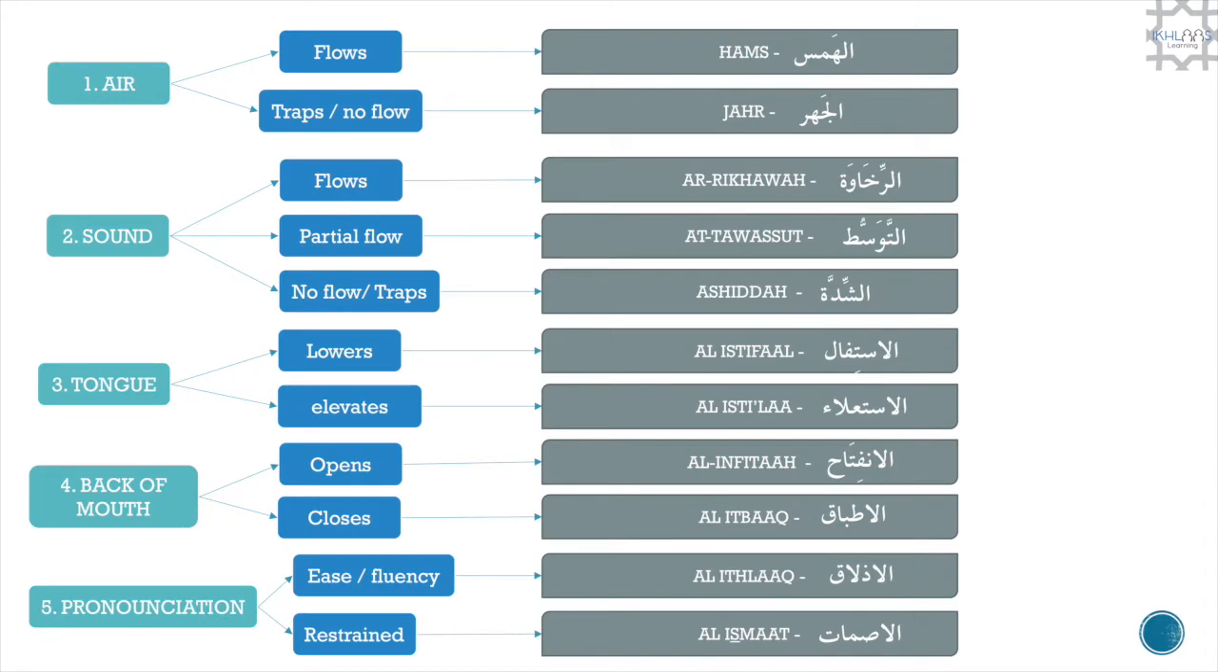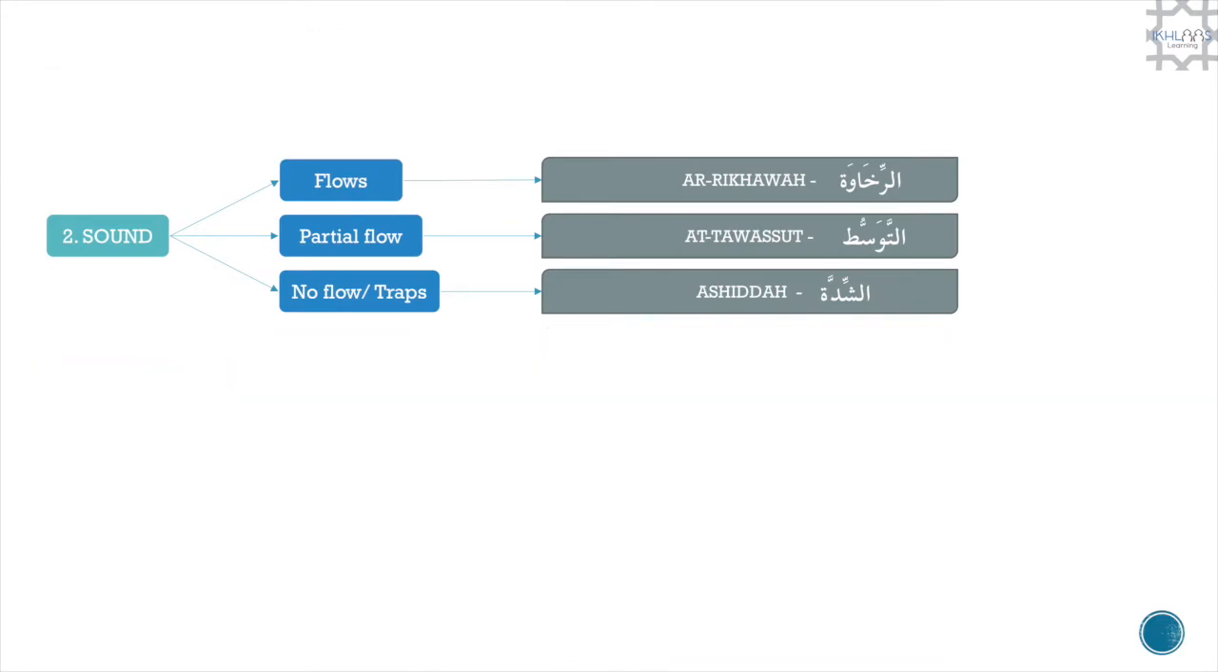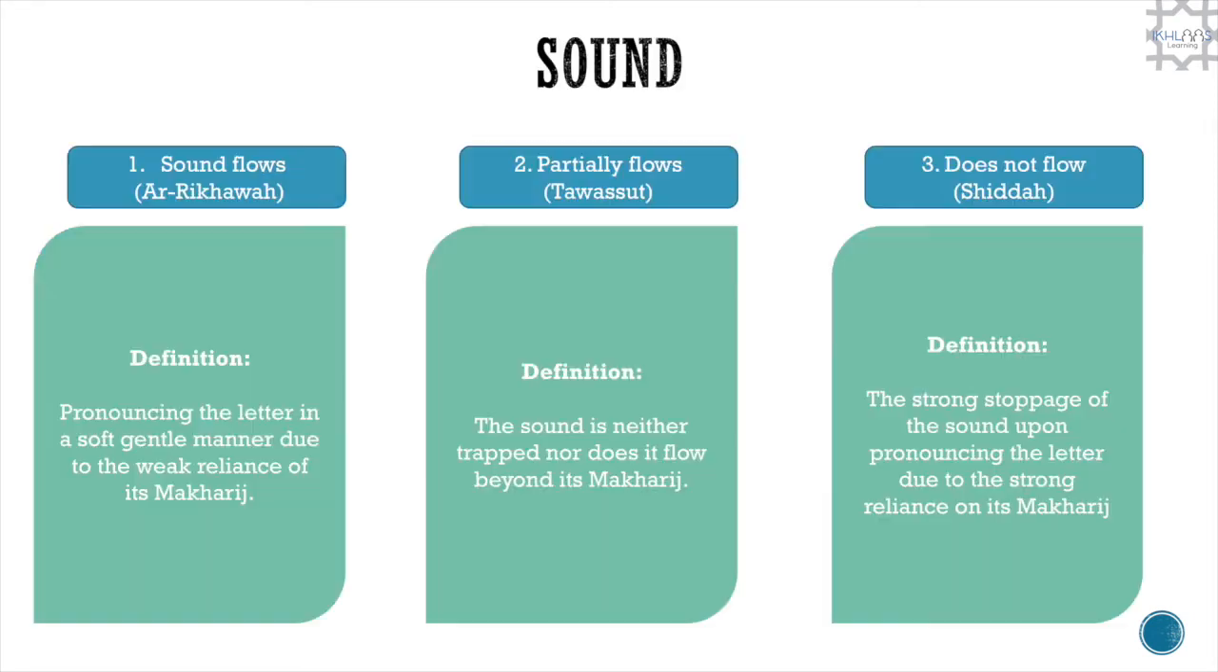The sound is divided into 3 categories: the sound flows, which is known as al-rikhawa; the sound partially flows, which is known as at-tawassut; and the sound does not flow, or the sound is trapped, which is known as ash-shidda. Let's look at the definitions.